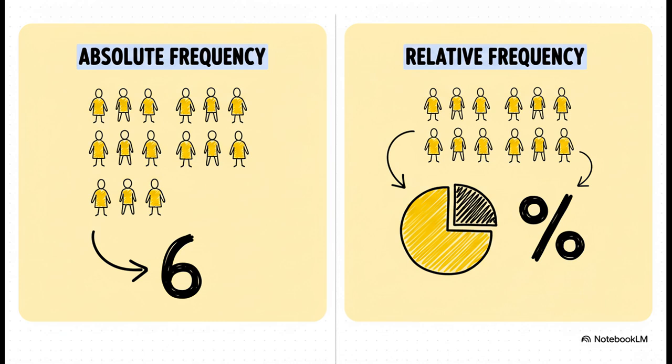On the one hand, you have absolute frequency. That's just a straightforward count. If 6 people said female, the absolute frequency is 6. Easy. But relative frequency, that's where the real magic happens. It gives you context. It asks, okay, 6 out of how many? Turning that into a percentage, like 60%, suddenly makes it way more meaningful and easy to compare.